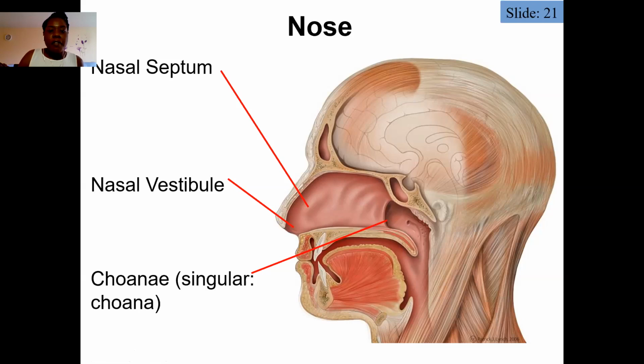We've also got the vestibule. So the vestibule is pretty much the opening into the nasal cavities. And then we've got the choanae. So the choanae are these apertures or openings that communicate from the nasal cavity, which is this region, into the nasopharynx, which eventually communicates into the throat or the pharynx.